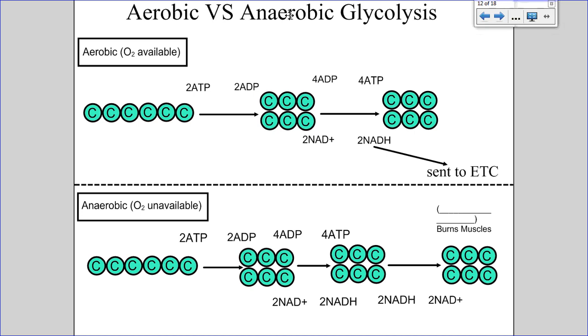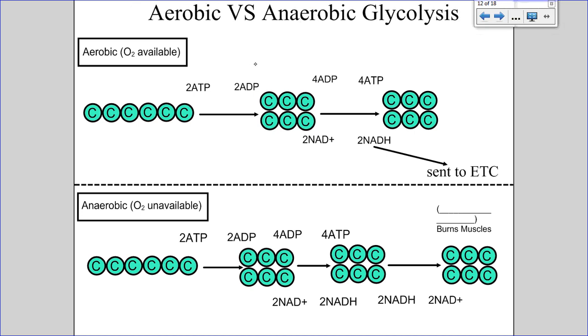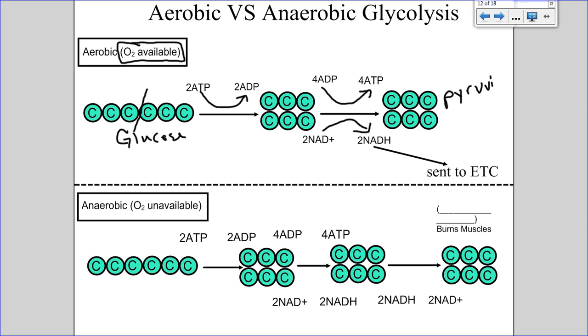So the answer to that question, what do you do if oxygen is not present? Okay, if you don't have oxygen available, there is an alternative. If you remember, however, when oxygen is available, so this is when O2 is available, glucose is split in half. During your normal process, it uses ATP, and then creates ATP and NADH, which is then sent to the electron transport chain. And in that process, it creates pyruvic acid.